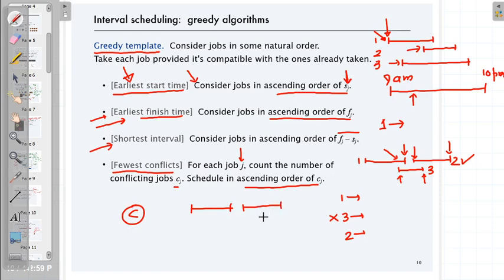So you see, in this template we are not able to schedule it optimally, but if we consider this template, earliest finish time, then definitely we are achieving optimality. At least with the example we are getting a sense of optimality there. So of all these 4 templates, the only hope is earliest finish time.